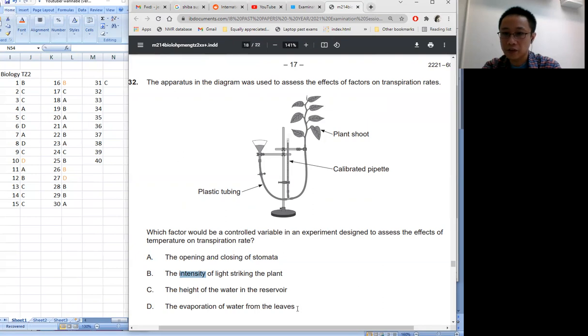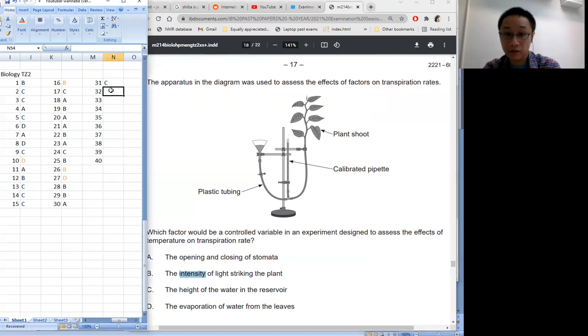Evaporation of water is definitely not a controlled variable. It's something that will happen. In fact, the extent of evaporation is reflected by the drop in the water level in the calibrated pipette. So D is more like a dependent variable.